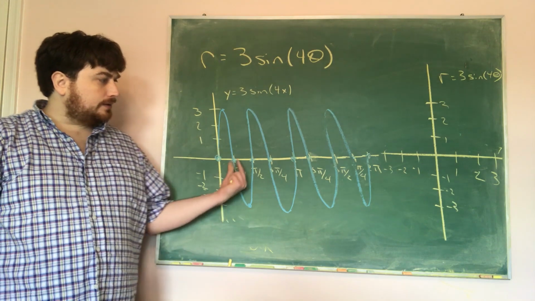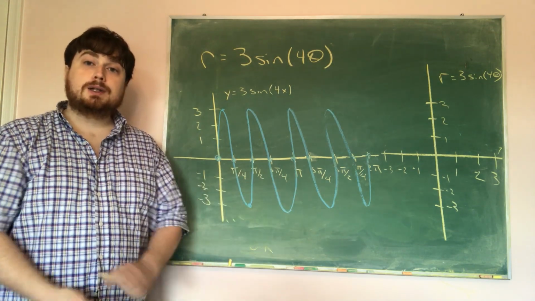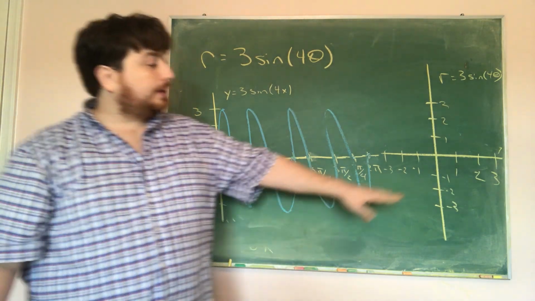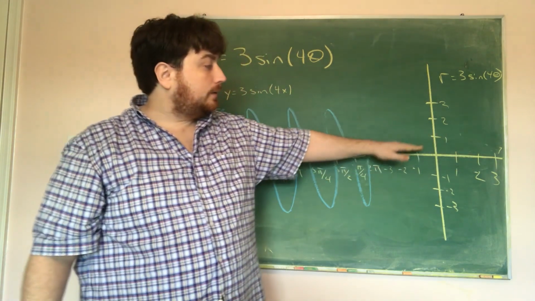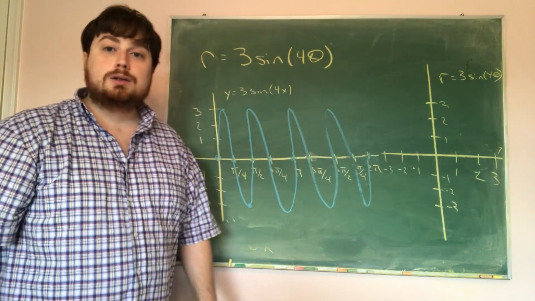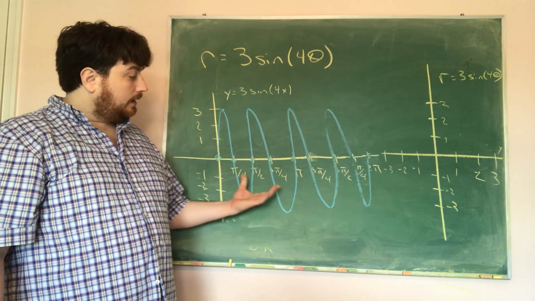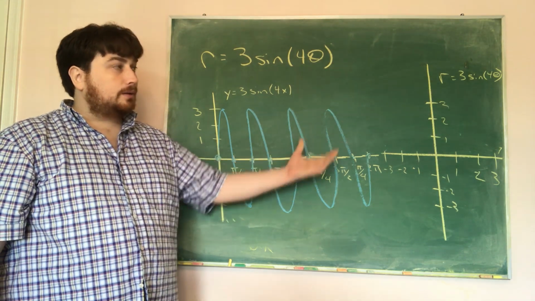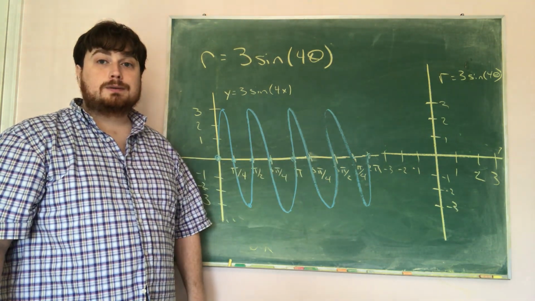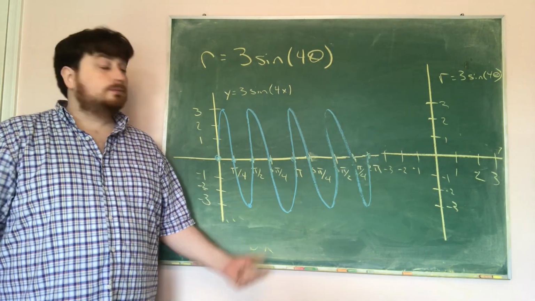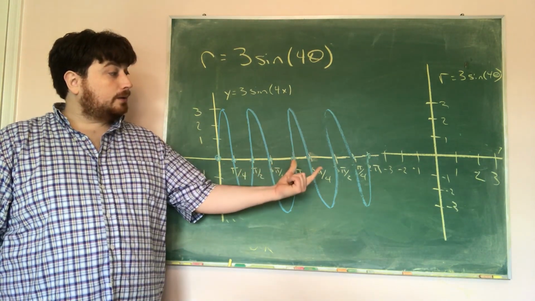The reason I graph this from 0 to 2 pi is because when we're graphing our polar curve, we're going to have theta starting at 0 and going all the way to 2 pi. So if I plot from 0 to 2 pi, I get all the information I need to be able to graph my polar curve.